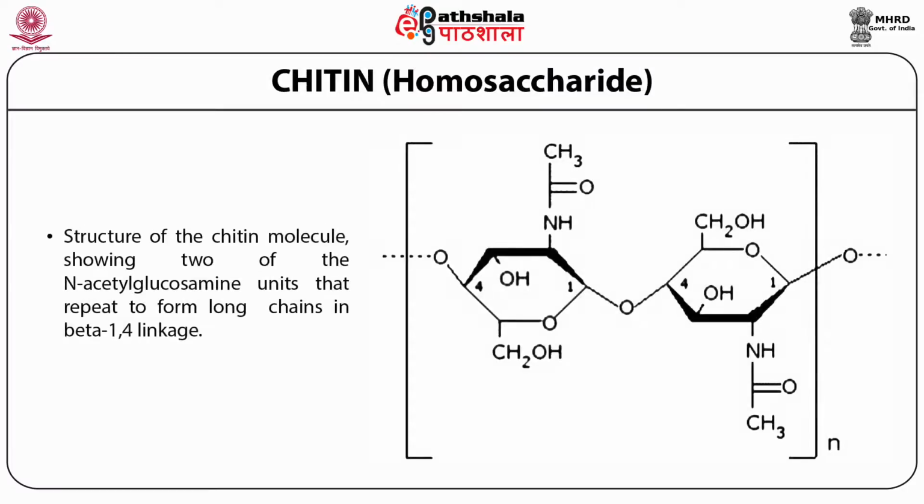The structure of the chitin molecule is shown: two N-acetyl glucosamine units that repeat to form long chains in beta 1,4 linkage. So that is responsible for this linkage.